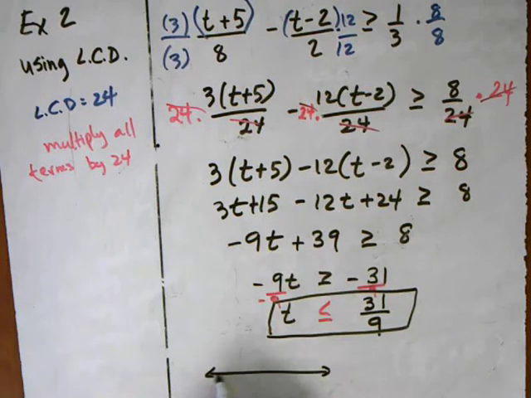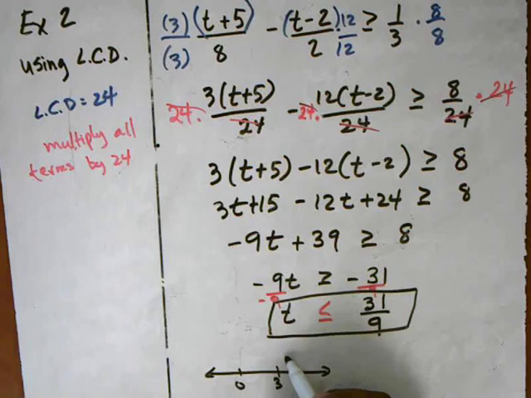Let's show the graph. So this is 0. 31 over 9 is somewhere between 3 and 4. It's a closed circle.